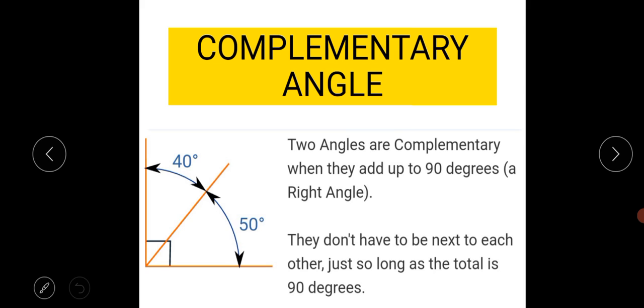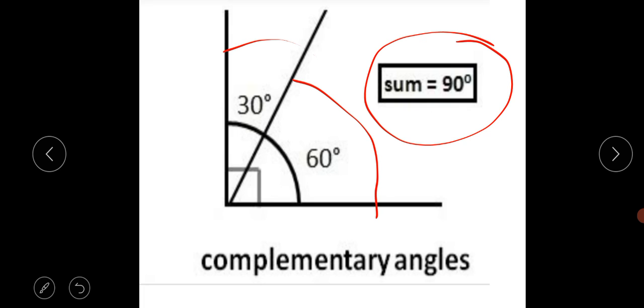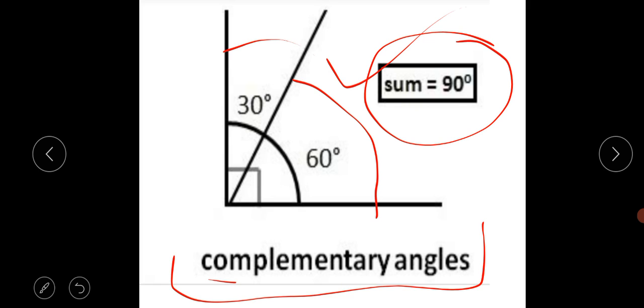Next is the complementary angle. These angles are complementary when they add up to 90 degrees. They do not have to be next to each other, as long as the total is 90 degrees. For example, in this figure, this one is 60 and this one is 30, so the sum is 90. At the end, you have to find that the sum should be equal to 90 degrees in the case of complementary angles.